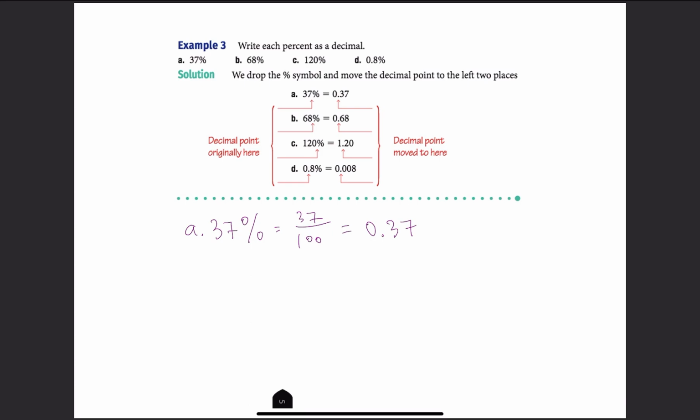So let's have a look at another one. Let's have a look at D. 0.8%. So this is very, very small. So this is 0.8 out of 100. And when we do the division, it's like moving the decimal point 2 places to the left, and then we add any zeros we need to clarify the place value.